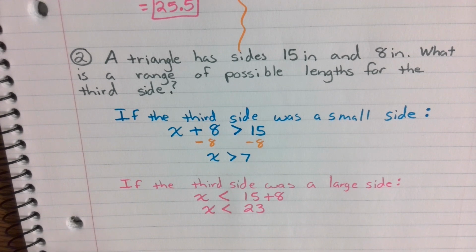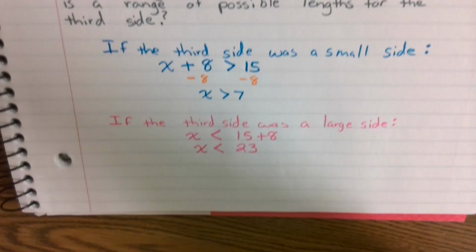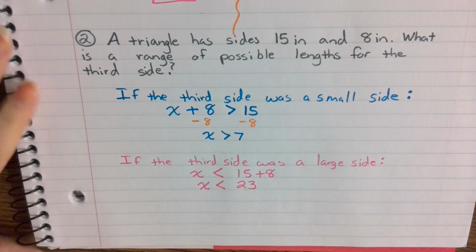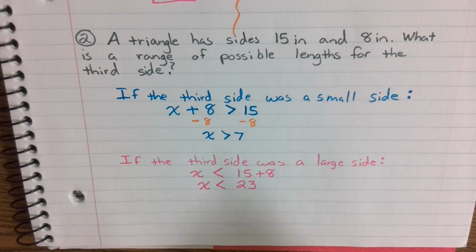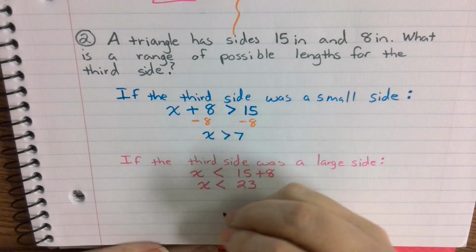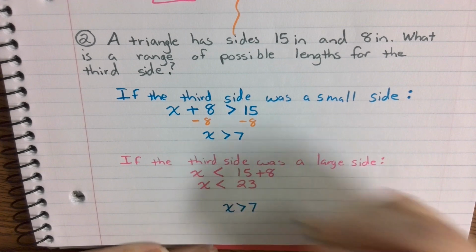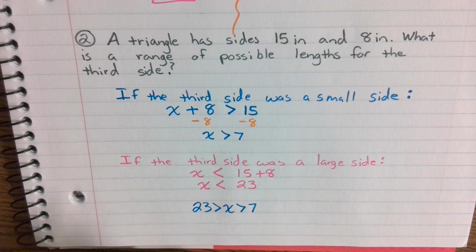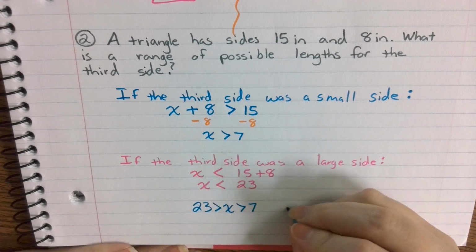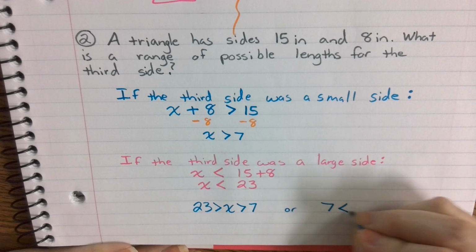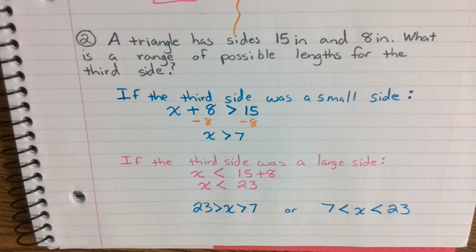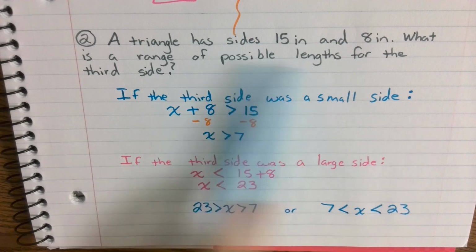There's your range. Now when they write this as a whole, you don't have to know this yet. You'll actually start learning this next year in algebra. When they write this as a whole, they're going to write it as, okay, well, x has to be greater than 7, but 23 has to be greater than x. So this is what the range will look like. It's either going to look like this, or 7 is less than x, which is less than 23. Either one of those is an acceptable answer. Okay? Any questions about that one?